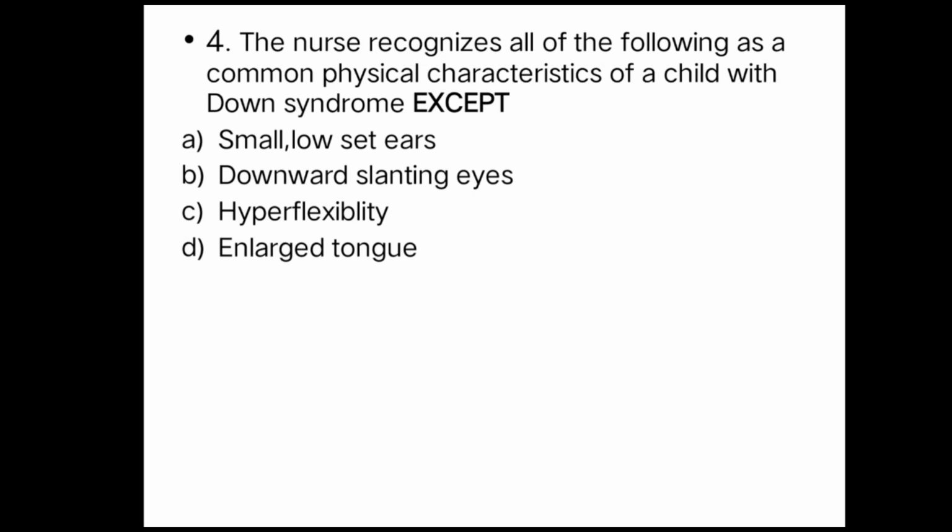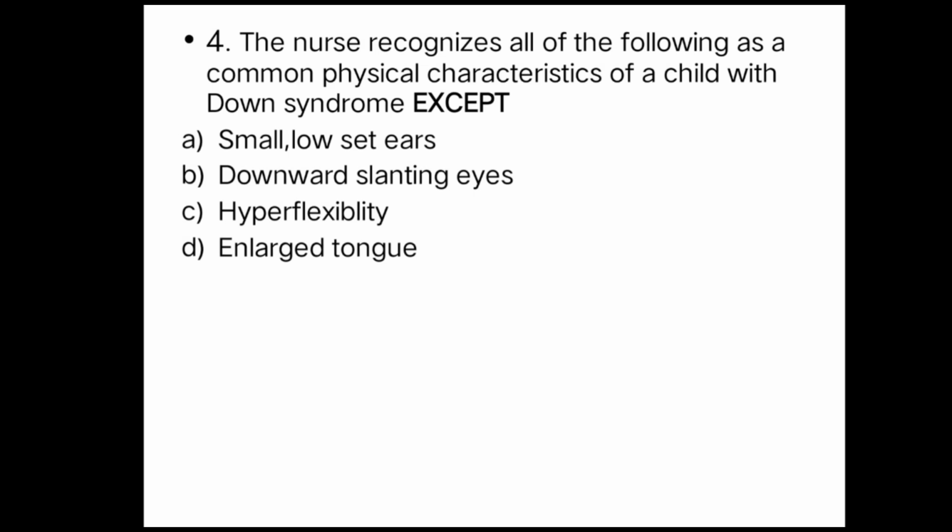So next, option C, yes, the child will have hyperflexibility. And option D, enlarged tongue will also be there in the child with Down syndrome. So only they are having protruding tongue. Whereas here, according to this question, what is not included in Down syndrome is downward slanting eyes.